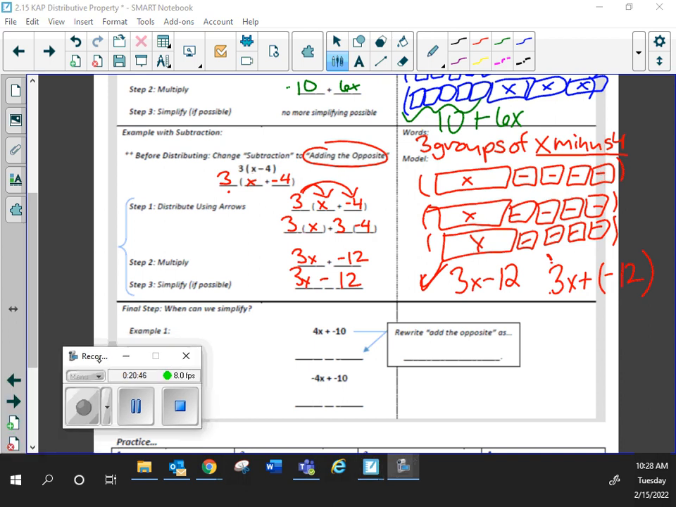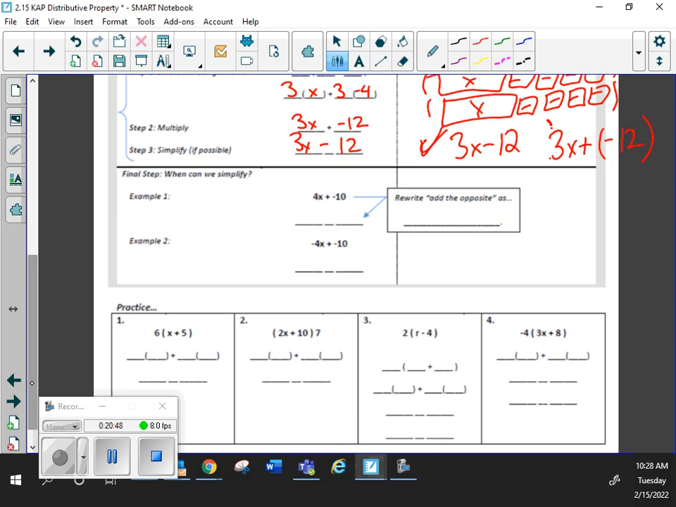Okay? Just practicing rewriting real quick. We don't have to model this next one, just rewriting. I see that it's adding a negative. It's the same thing as 4x minus 10. Okay? I see that it's adding a negative. That's the same thing as negative 4x minus 10. Very good. Whenever you see adding an opposite, adding a negative, it's the same thing as subtraction.